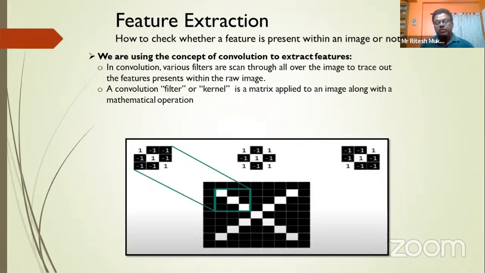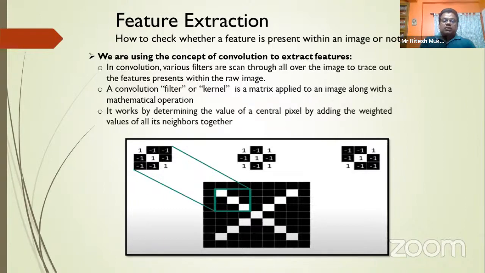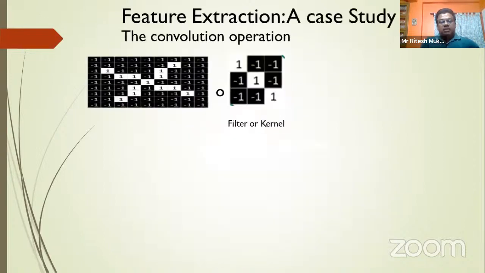In that case, what do you have to do? You can slide it in row major order, from the left top to the right bottom. So it works by determining the value of the central pixel by adding the weighted value of all its neighbors together. I'll give you an example. It is a pictorial example which will help us to understand in a better way.